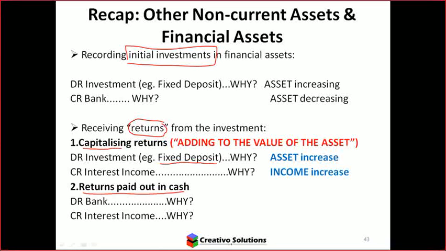Let's say you're not wanting to capitalize the returns. I'm not going to do this. I'm going to do this. I'm going to get the returns paid out. Okay, so if I pay out the returns, the bank's going to go up because I'm receiving the cash. And we know if I receive cash, what happens to the bank? It's going to increase. Exactly. It goes up and income will go up because I'm getting benefit. I'm earning something. Yeah. Happy with those two? Yes, I am. Okay, good.